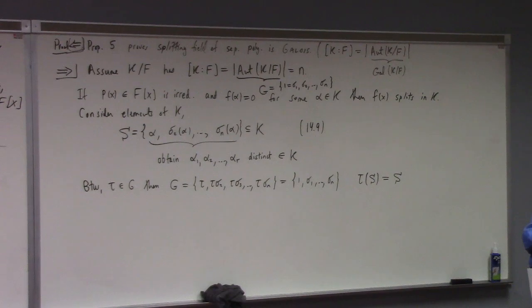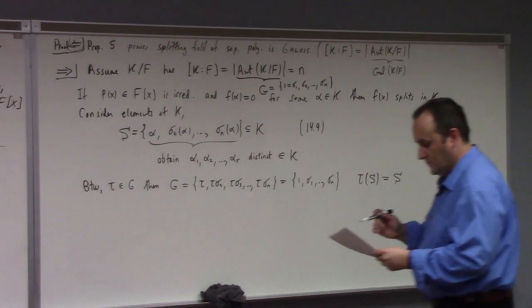Well, tau is just an arbitrary thing in our Galois group. But this shows that the original root and all of the roots which it generates through the Galois group, sigma 2 of alpha, sigma n of alpha, those are all fixed. I mean, well, not individually, but as a set, right? Well, here, let's see if you believe this.